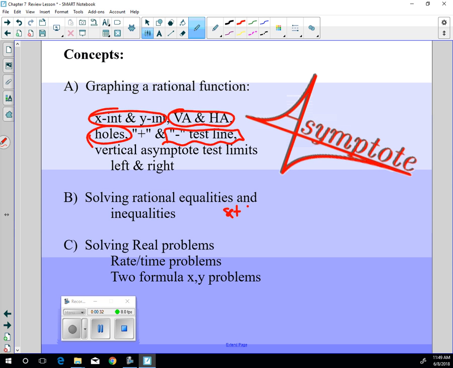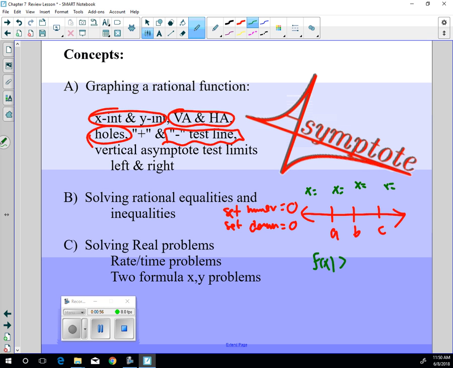Inequalities, same thing. Set the numerator equal to 0. Set the denominator equal to 0. And then draw your line, A, B, C, and then pick out your test values. X equal to, X equal to, X equal to, and then just follow what it said. If it was f of x greater than or equal to 2, then you've got to see when you put that x in, is it greater than or equal to 2? And then that'll make sense.